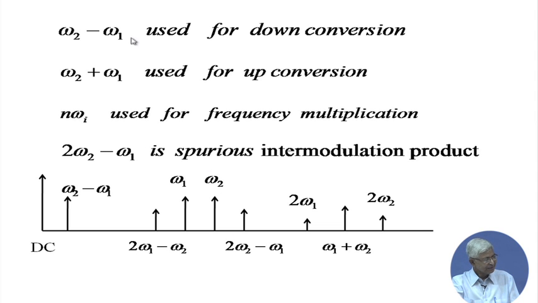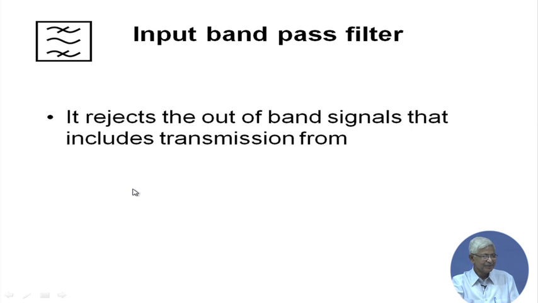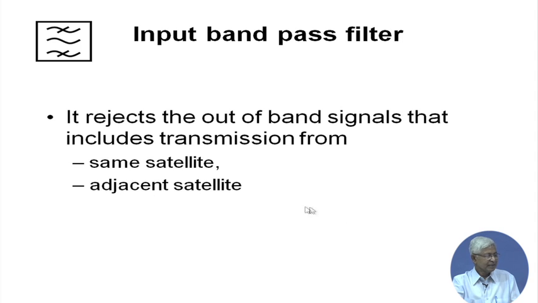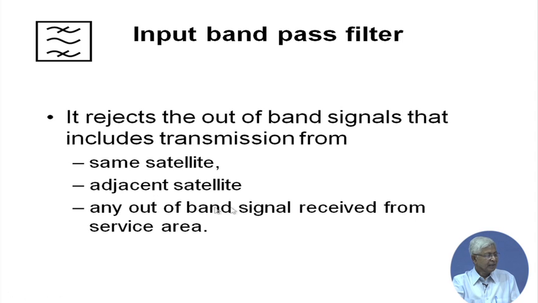So, like that each of the frequency components has certain use. So, we will try to use them. Let us go back. So, we have, after the antenna, the input band pass filter, which rejects the out of band signals, that includes the transmission from the same satellite and adjacent satellite and any out of band signal received from the service area.